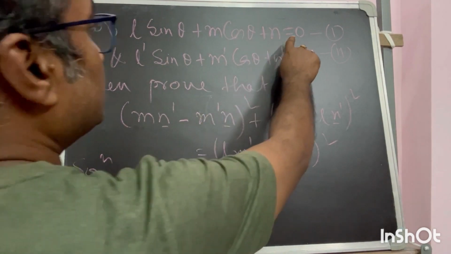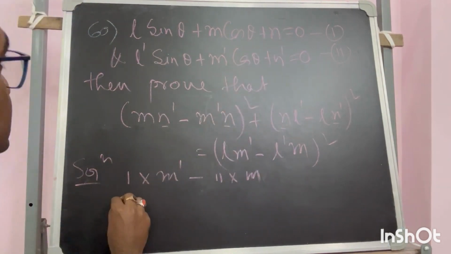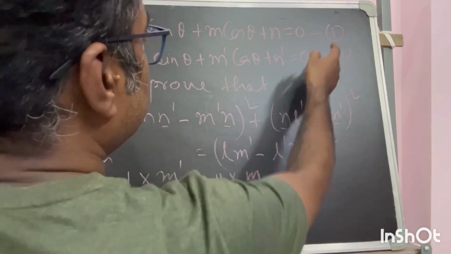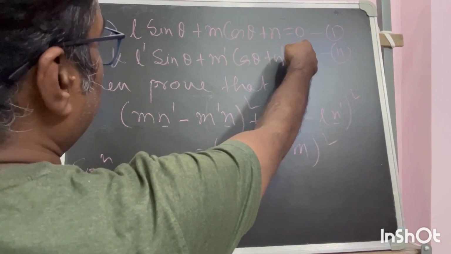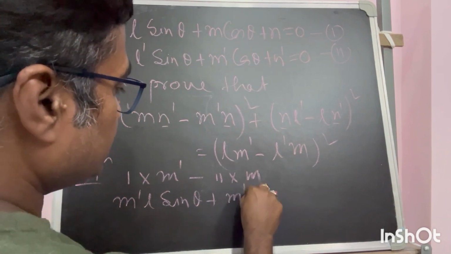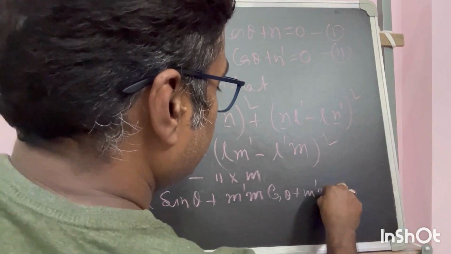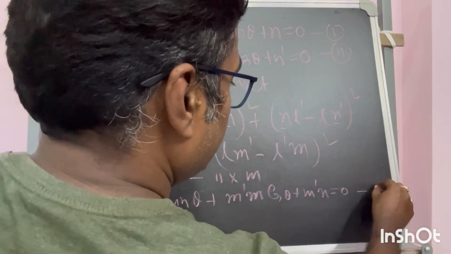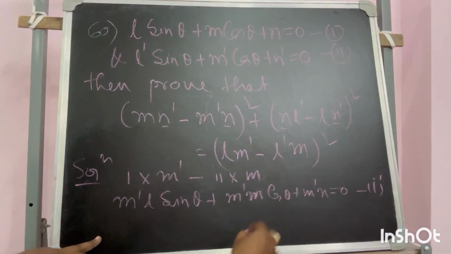Then what will be the result? Now if I multiply this with M dash, every other thing will be multiplied the same way, because the other side is 0. So anything if I multiply the right hand side with 0, the result will be 0. So the only changes will come in the left hand side. So M dash M cos theta plus M dash N is equal to 0. This will be the new equation that I can say equation 1 dash. Okay, I name it like that only.